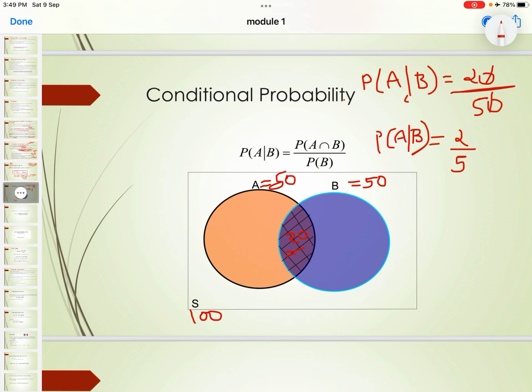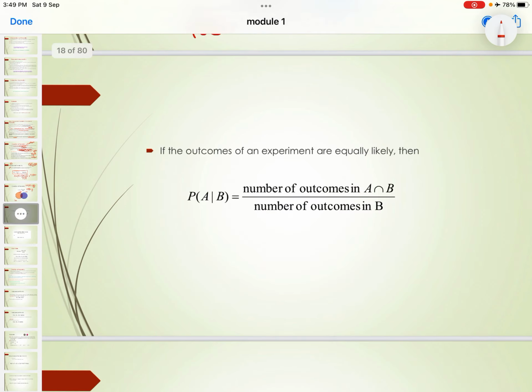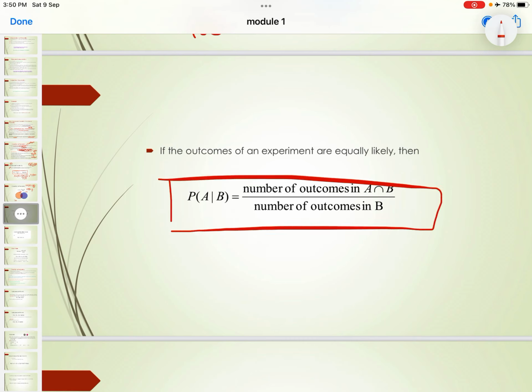So the common elements of A and B are, suppose, 20. So A intersection B means the common elements between A and B, upon the probability of B. Now, if the outcomes of an experiment are equally likely, then probability of A given B, that means probability of A occurring given that B has already occurred, is equal to number of outcomes in A intersection B upon number of outcomes in B. This is a formula.